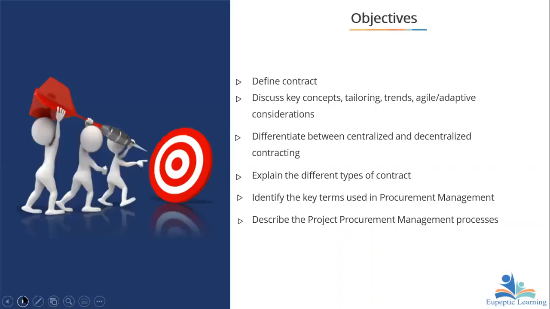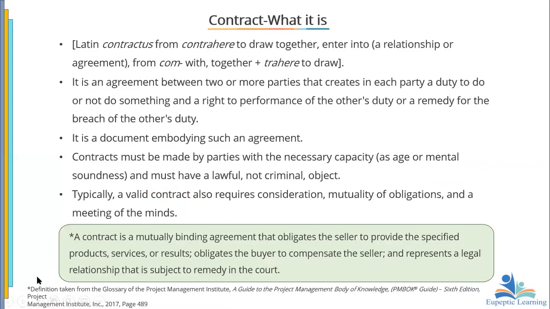Okay. Our objectives will be to define contract, discuss key concepts, tailoring considerations, trends, agile and an adaptive environment, and then differentiate between centralized and decentralized contracting. Explain the different types of contracts, identify the key terms used in procurement management, and then describe the procurement management process.